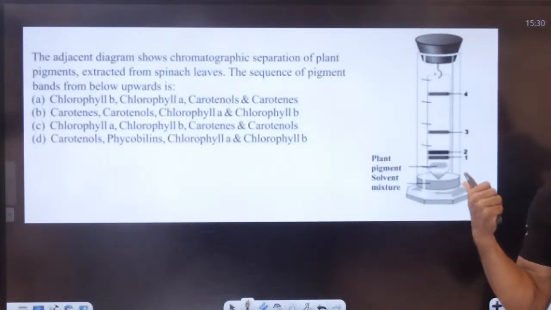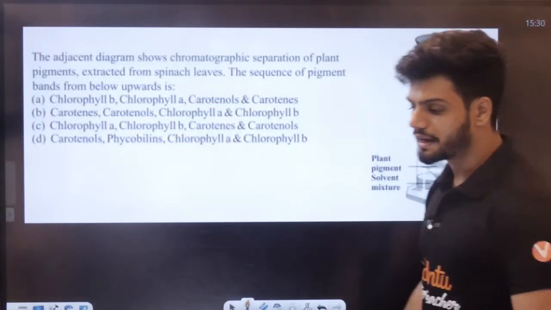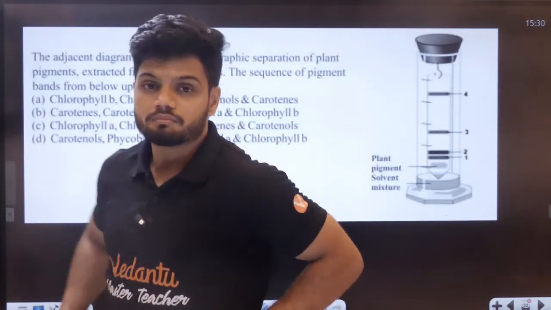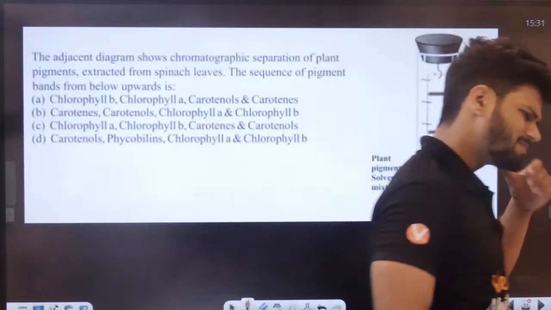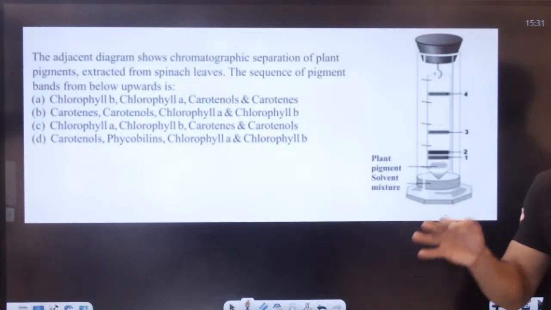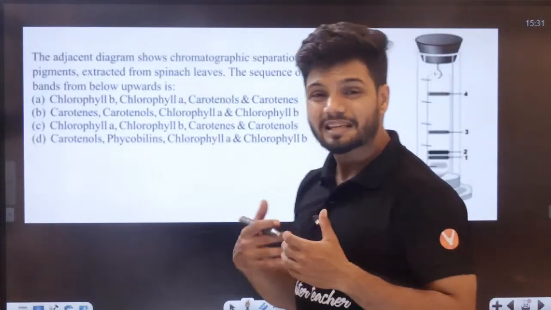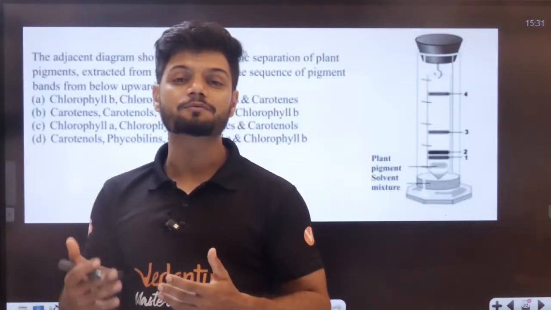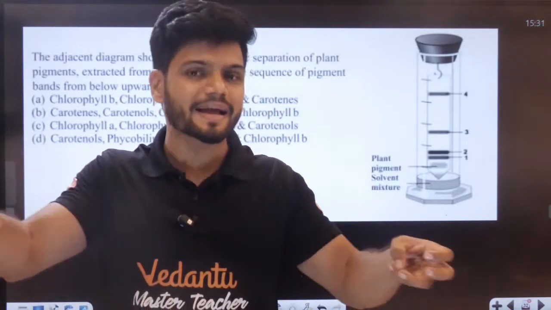This question was discussed in my photosynthesis class also, students. If you've learned photosynthesis from me, this is a very easy question. In this question, they are doing paper chromatography. Paper chromatography is a method of separating different types of pigments. All these plant pigments are separated from an extract.